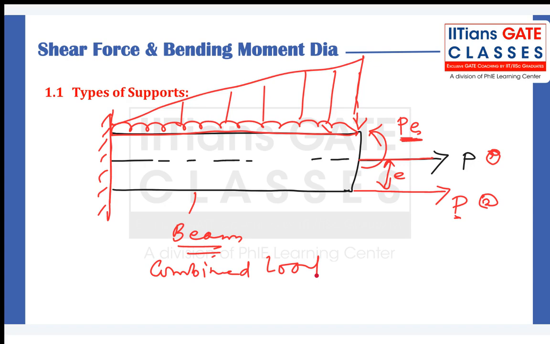Okay, UVL and UDL. See, UDL means uniformly distributed load. UVL means uniformly varying load. A triangular loading is known as UVL. These are the different kinds of load we are going to discuss anyway. In the first beam, classification of beams also we will discuss.